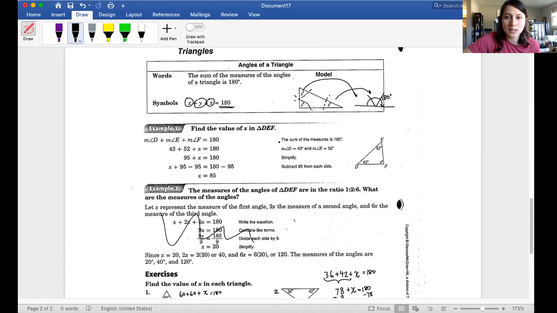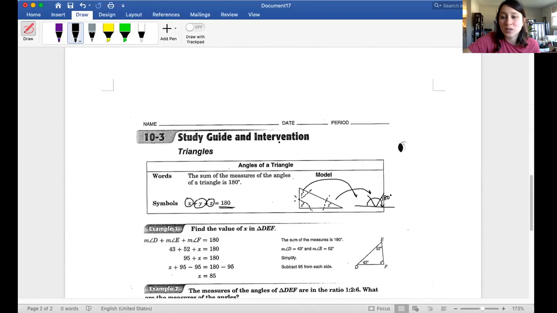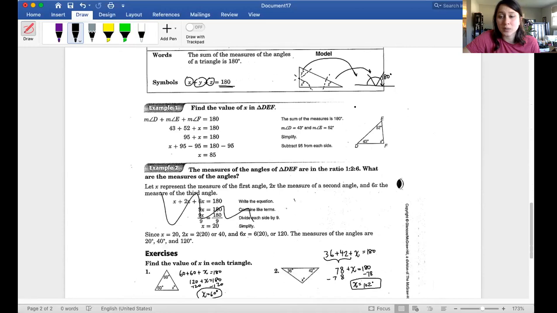But really the big idea we're learning is just some basic stuff about triangles and their characteristics. You'll see this a lot in geometry, so you're kind of getting a head start. And this is good because it helps us practice our algebraic equations as well. And that's all we have.